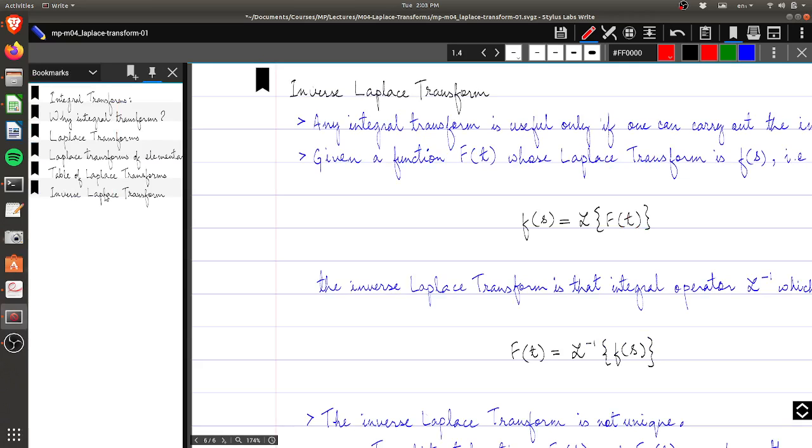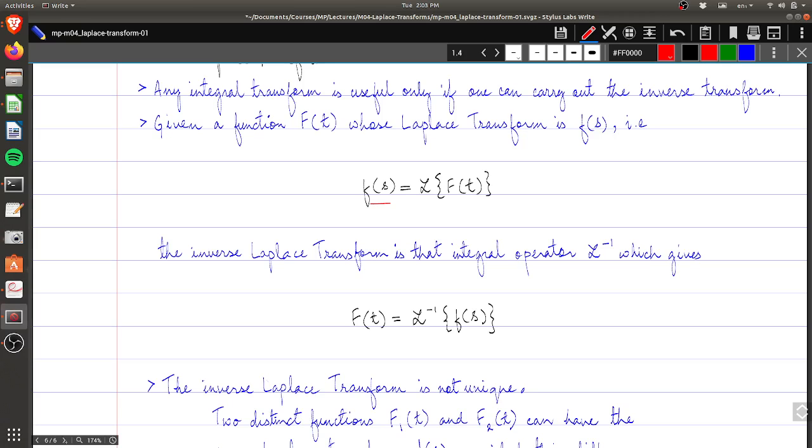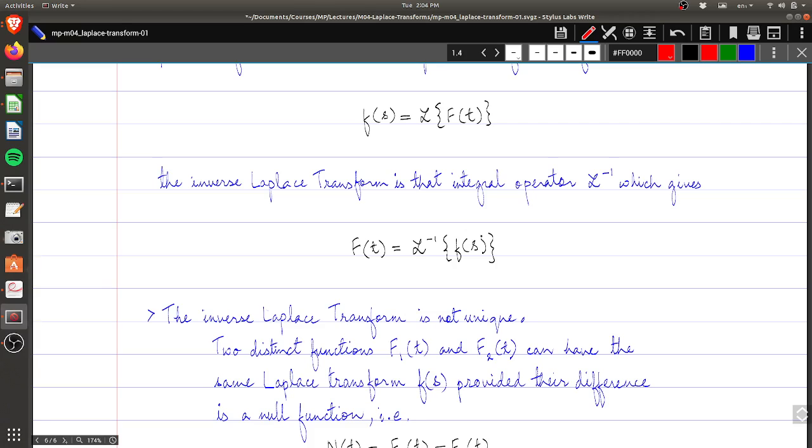Suppose I have a function f of t, and this function's Laplace transform is F of s. So F of s we write as L of f of t. Then the inverse transform is this: if I know f of t, I can find F of s. The inverse transform means if you know F of s, then you can find f of t. And to do that, we have this inverse transform. So the inverse transform is really of great importance to us.